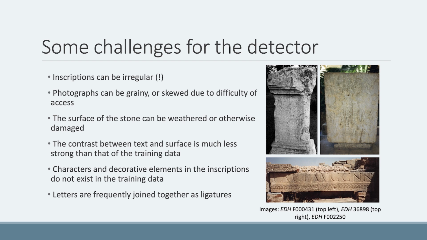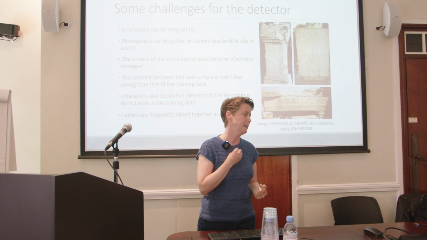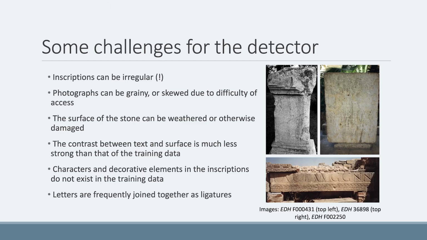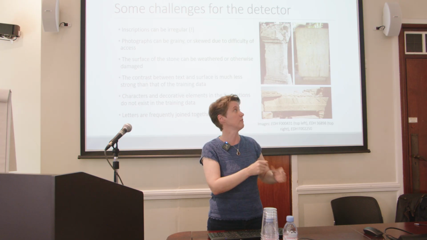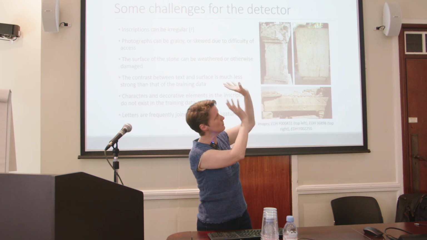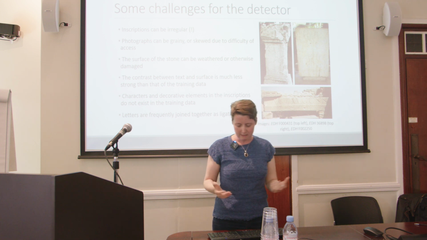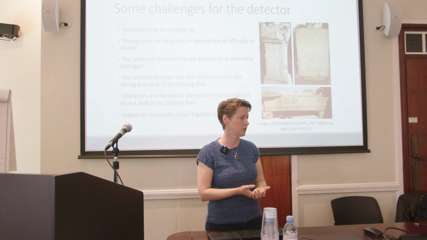So just to talk a little bit about some of the challenges that scene text detectors have in doing this. Obviously, the first one is inscriptions are irregular in a lot of different ways. We also find that when photographs are in any way grainy or taken from an angle that isn't straight on, so the image is slightly skewed. So for instance, if there's a monument up here and you're down here as the photographer, that can cause some problems. Obviously, there are problems with damage to the surface of the stone. You might have weathering or algae growing on the stone.